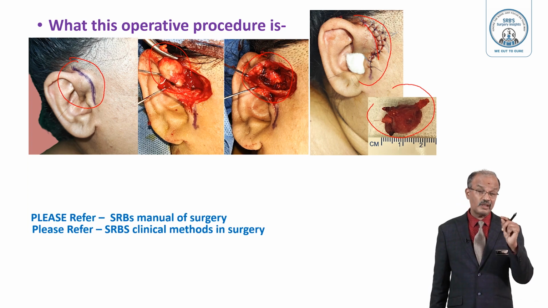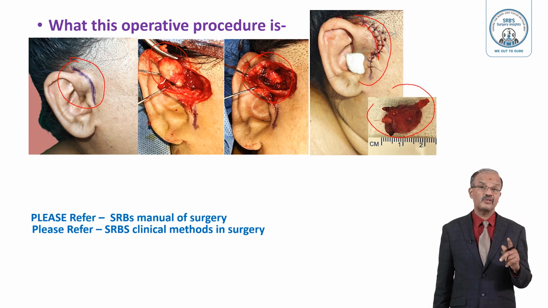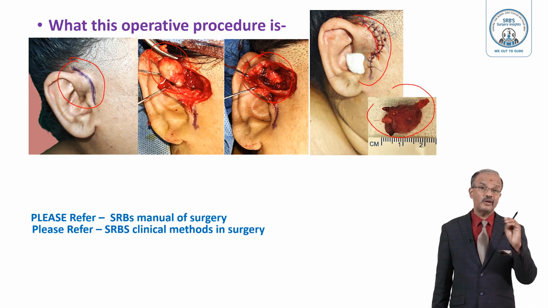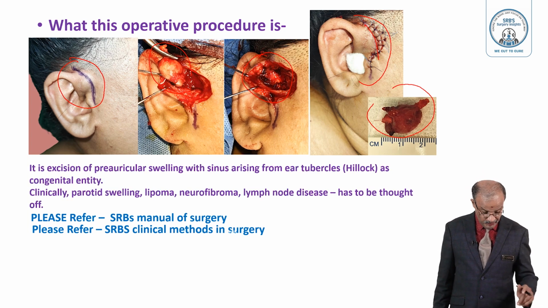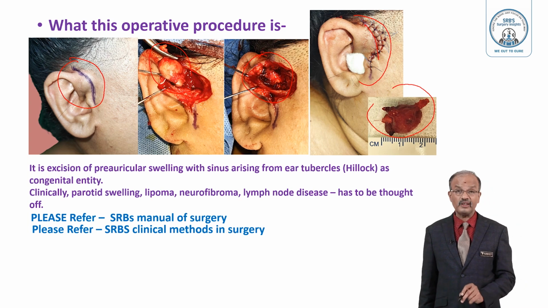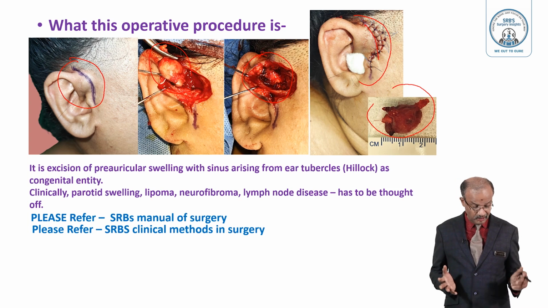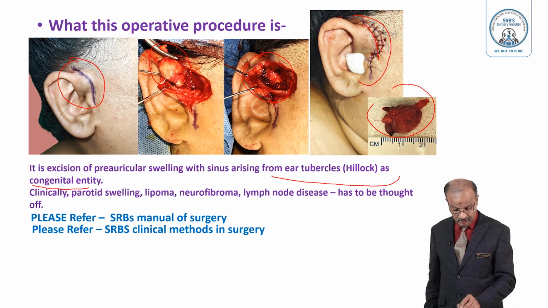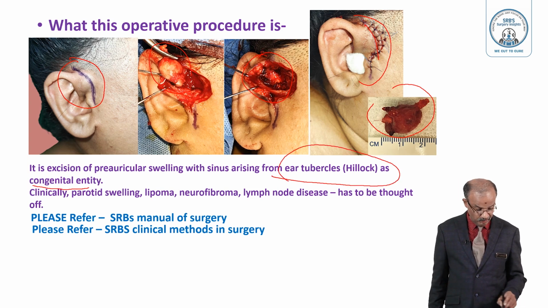Otherwise, if you don't remove the capsule properly, recurrence is likely to occur. It's more difficult to manage because adhesions will be there, and you may injure the cartilage. Then you do a second surgery. So excision, arising from the ear tubercles as a congenital entity, I already told, arising from the ear tubercles. This is the point which you have to remember.